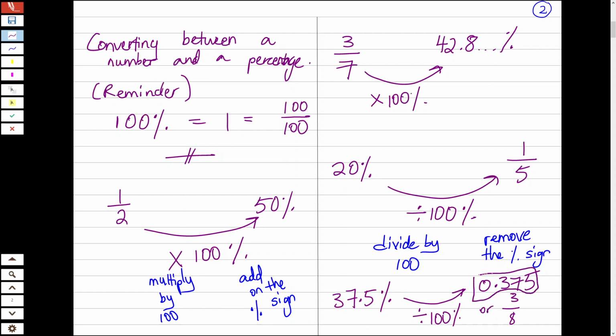Okay? So whenever you have a number, change it to a percentage, multiply by 100, slap on the percent sign. If you've got a percentage and you want to go back to a number, divide by 100 and remove the percent sign. Well, sorry, we got 0.375. Yep, and that's fine. So this is not a class about fractions. But if you simplify 375 over 1,000, you do get 3/8. But we're not worried about that today.